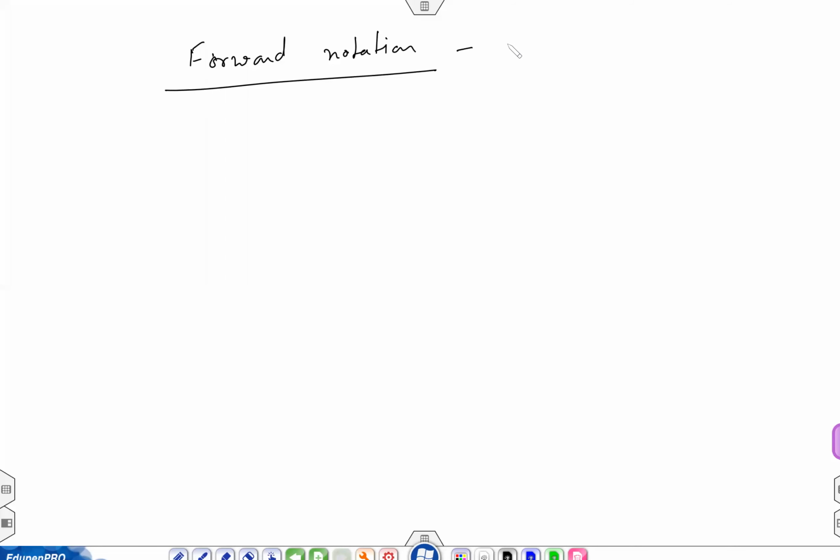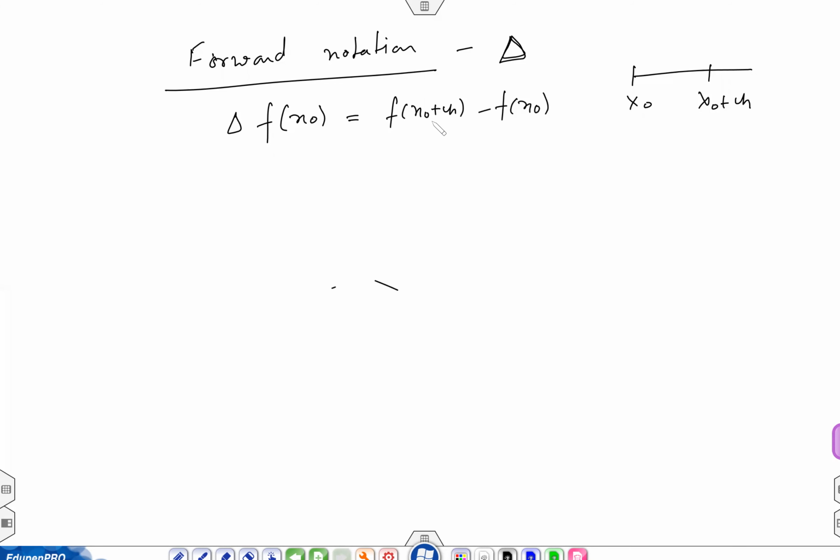Okay. Forward notation is what? That is the del operator. So what do you mean by del of f x naught? Suppose this is the point x0 and this is the point x0 plus h. So you can say f of x0 plus h minus f of x0, that means next step minus previous step. These two terms can be written as a single term by applying the forward operator. This is called the forward operator, del f of x naught.